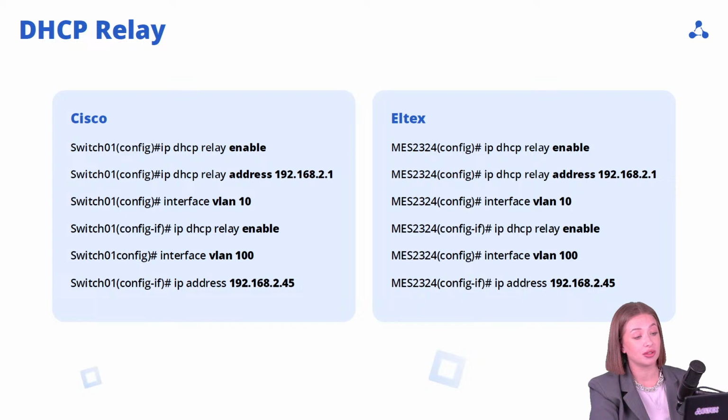In global configuration mode, we just turn on the feature. We are specifying the IP address of the DHCP server. And in the client VLAN configuration, we're turning on the work of the DHCP relay option. And for example, in this case, we are assigning the IP address in the VLAN where the DHCP server is connected from the subnet of the DHCP server.